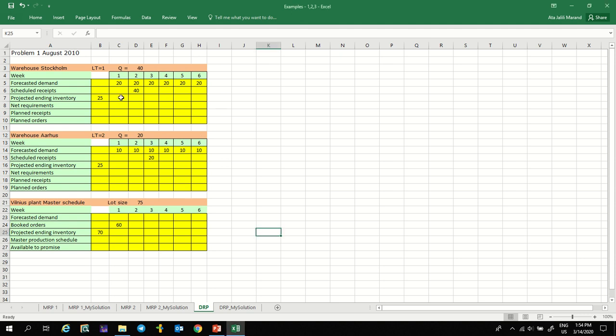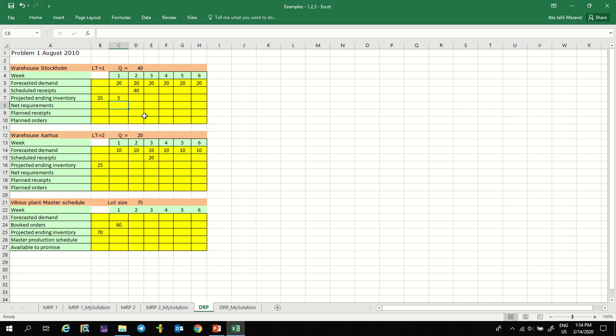For the first two tables, I will not repeat the calculations here. They are just similar to what we did for the material requirement plans. So for the ending inventory, for example, we need to take into account the inventory from the previous week, plus the scheduled receipts, plus the planned receipts, minus the forecasted demand here instead of gross requirements.